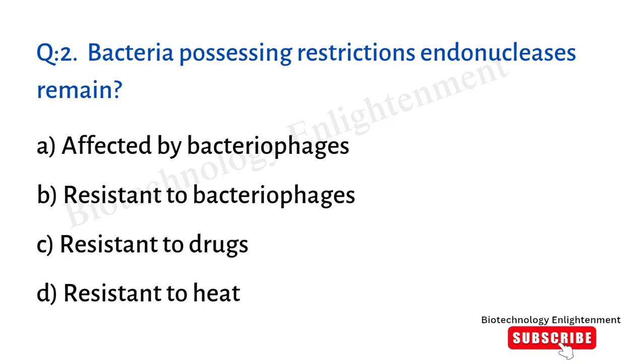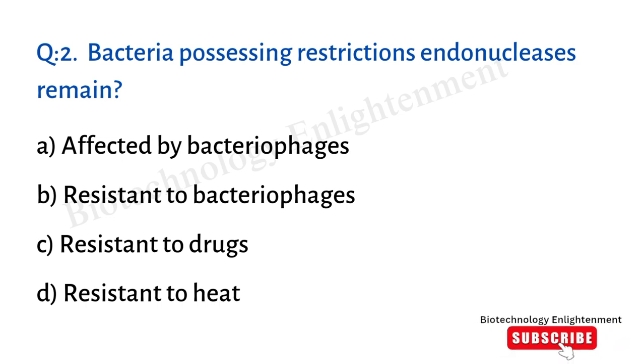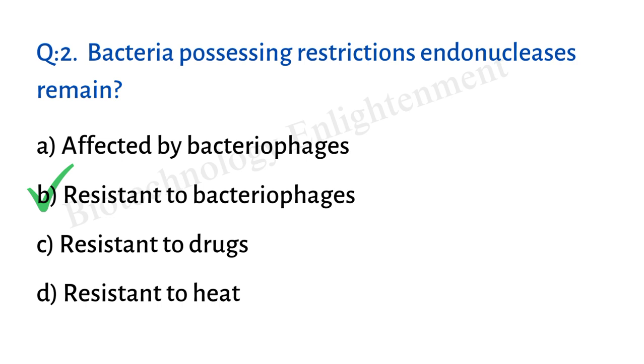Question number 2. Bacteria possessing restriction endonucleases remain: option A, affected by bacteriophages, option B, resistant to bacteriophages, option C, resistant to drugs, option D, resistant to heat. So the correct answer for this question is option B. Bacteria that possess restriction endonucleases are resistant to bacteriophages because they have the ability to differentiate their own DNA from the foreign viral DNA. So they basically cut the viral DNA and protect their own DNA by methylation. That's why those bacteria which have restriction endonucleases are resistant toward bacteriophages.